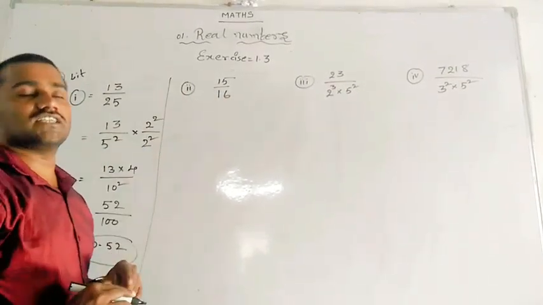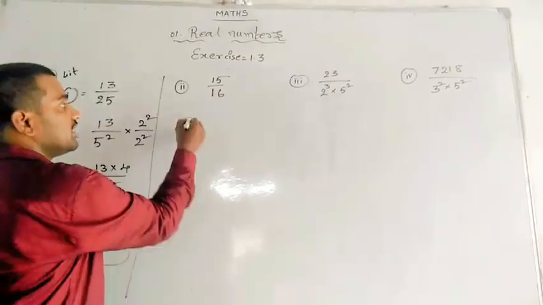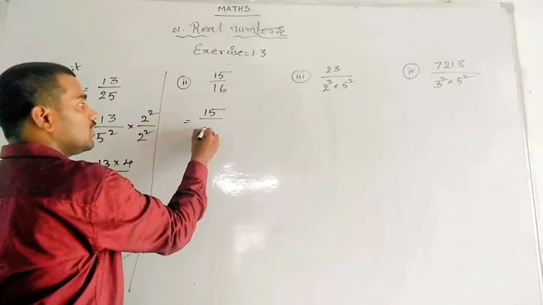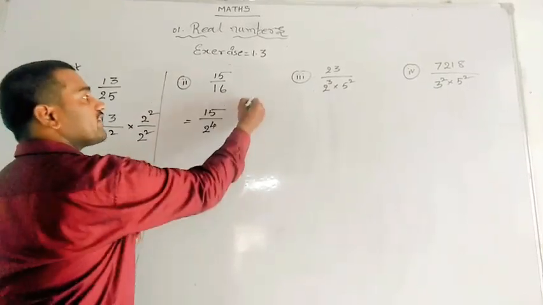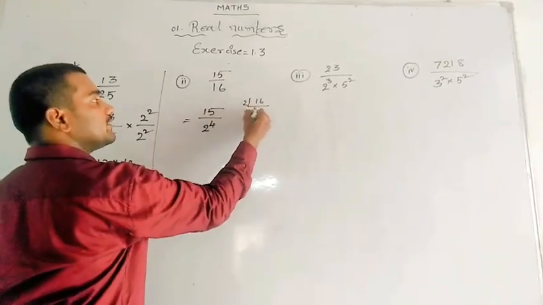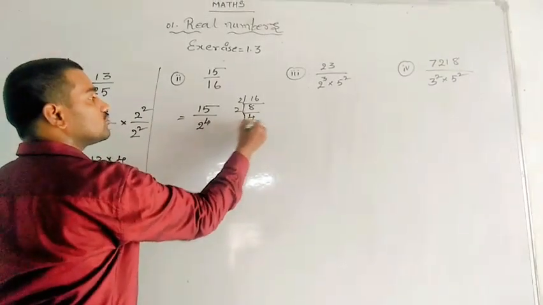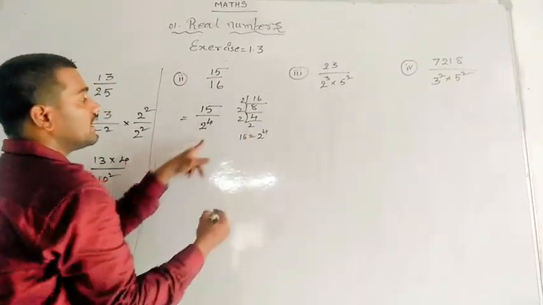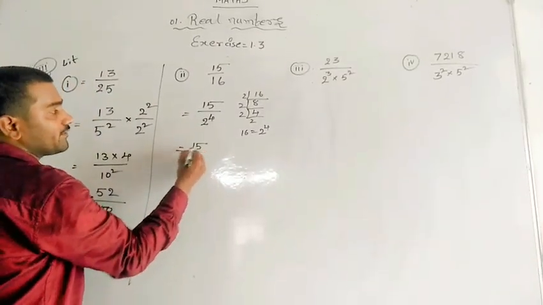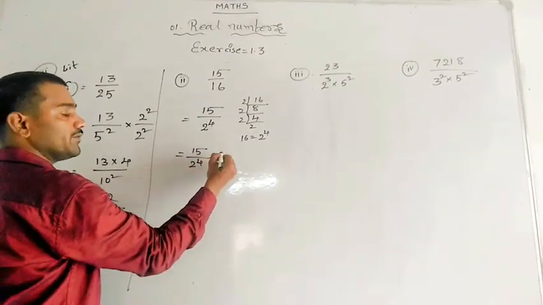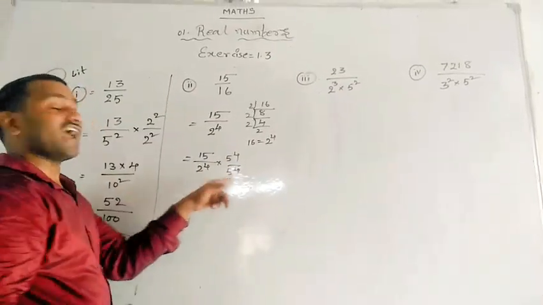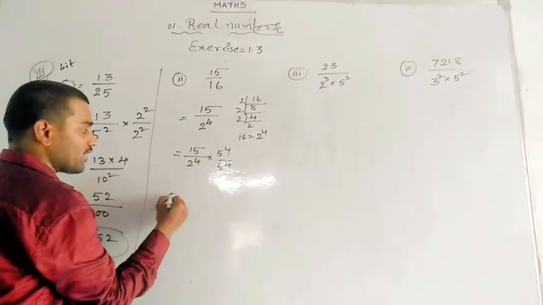Now next, this is 15 by 16. Let us express this 16, that means factorize the 16. That is 2 to the power of 4. Try factorization of 16, that definitely you get as 2 to the power of 4. 16 equal to 2 to the power of 4. Yes. Now we go for 15 by 2 to the power of 4 into 5 to the power of 4 by 5 to the power of 4, because we have to get 10 to the power of 4. For that we are doing it.